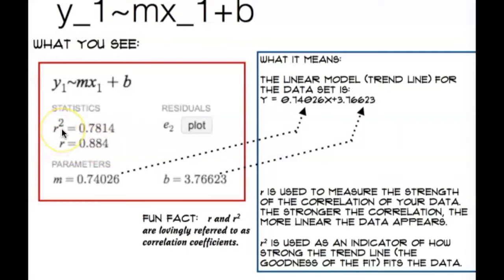The R squared variable is used as an indicator of how strong the trend line, the goodness of the fit, is to the data. Again, if you had this at 1, that would mean that it fits it perfectly, which if you did collect data and it did fit perfectly, I would question it because really good data is not perfect. Good data is just not perfect.